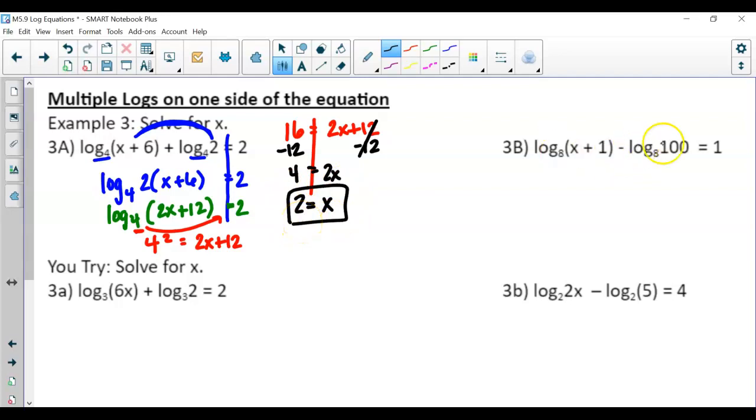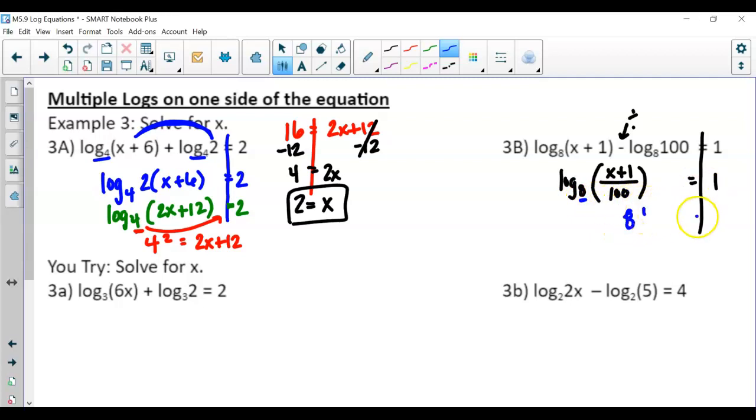The same thing here. See how we have multiple logs on the same side, but they're being subtracted. So what does subtraction mean? Dividing. So we have our log base 8, right? Bases are the same. But now we have x plus 1 divided by 100 is equal to 1. Now write it as an exponential. So what is our base? Base of 8. 8 to the first power is equal to our fraction, x plus 1 over 100. Well, 8 to the first power is just 8.